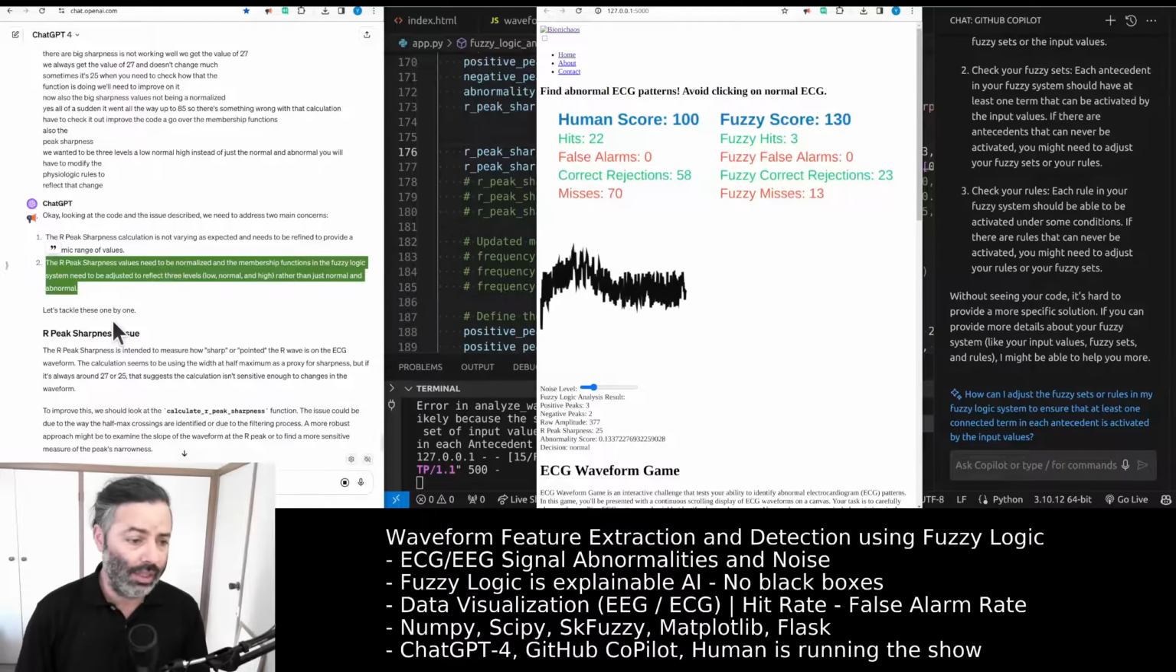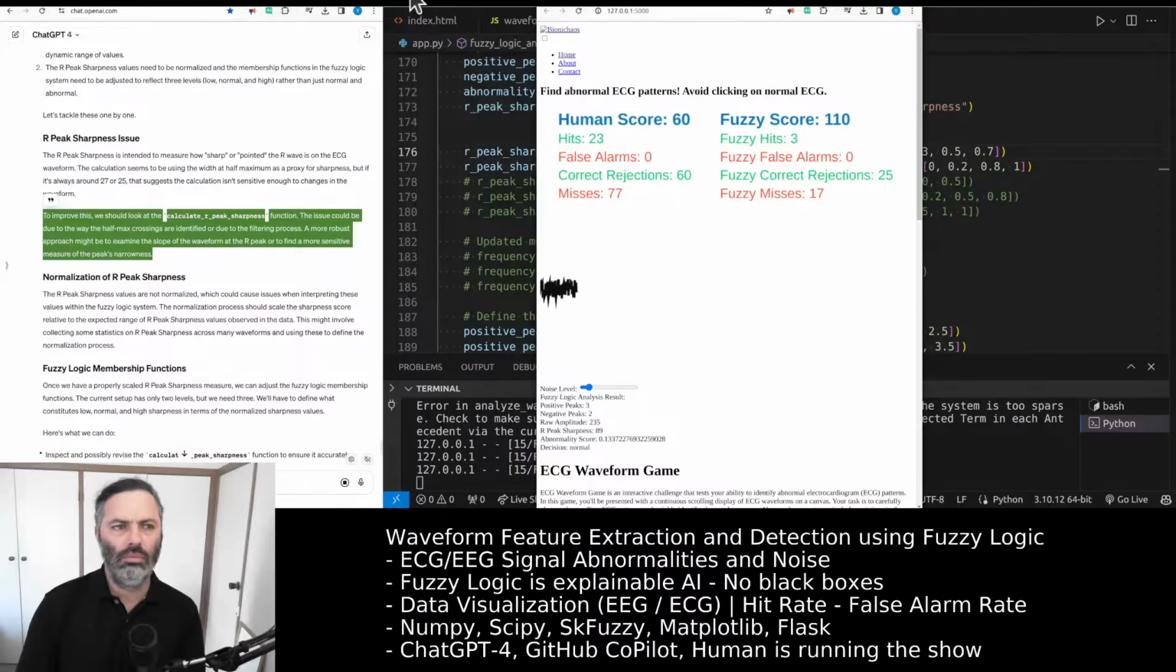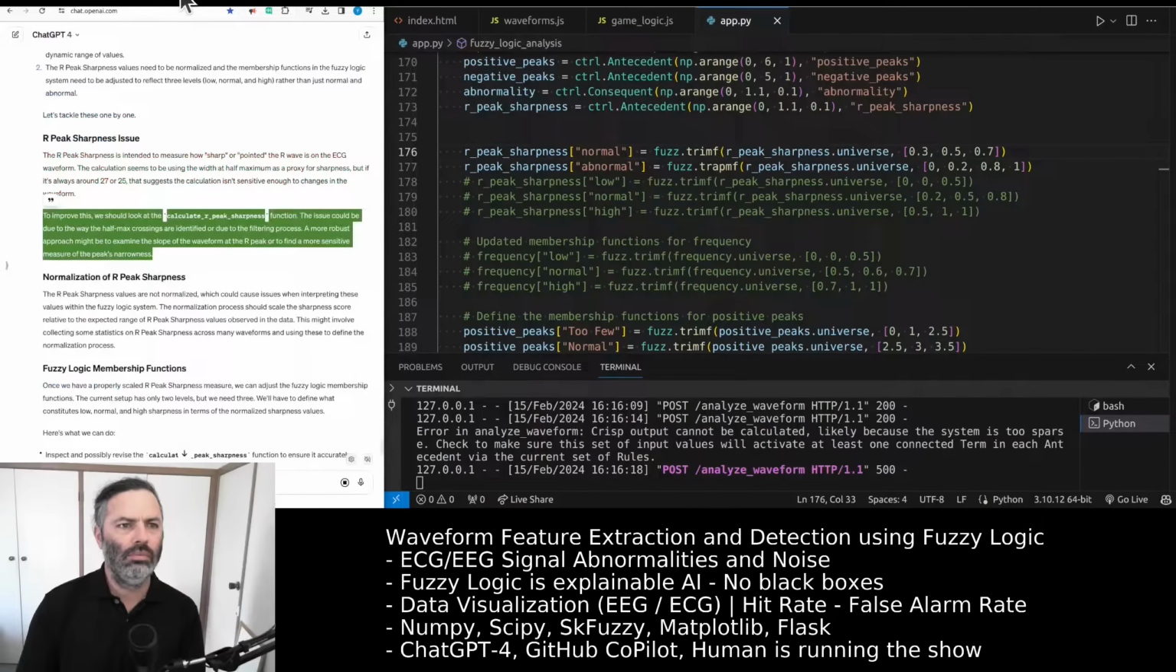The R peak sharpness is intended to measure how sharp or pointed the R wave is on the ECG waveform. The calculation seems to be using the width at half maximum as a proxy for sharpness, but if it's always around 27 or 25, that suggests the calculation isn't sensitive enough to changes in the waveform. Yeah, that's right, so we need to improve this. To improve this, we should look at the calculate_R_peak_sharpness function. The issue could be due to the way the half-max crossings are identified or due to the filtering process. A more robust approach might be to examine the slope of the waveform at the R peak or to find a more sensitive measure of the peak's narrowness.